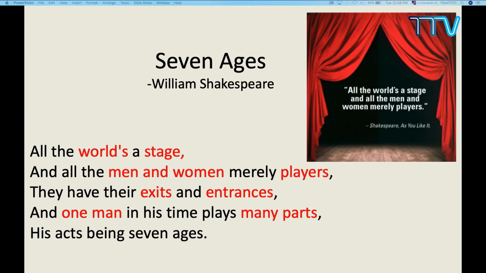Yes, and then we have William Shakespeare. In the book As You Like It, this is one extract from the poem Seven Ages by William Shakespeare. All the world is a stage, and all the men and women merely players. They have their exits and entrances, and one man in his time plays many parts, his acts being seven ages. Now this is one stanza from the poem Seven Ages. If you look at this, you will find the symbolism.